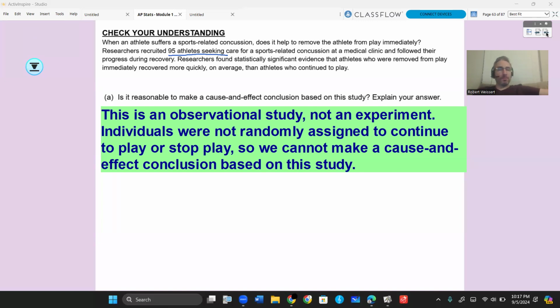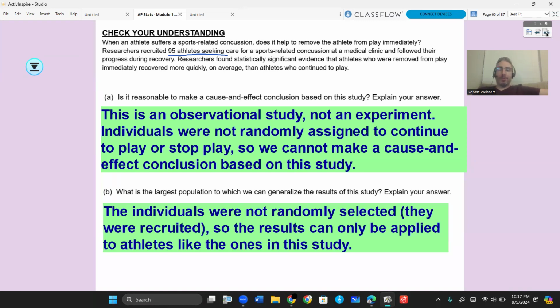Let's look at part 2. What is the largest population to which we can generalize the results of the study? Well, again, they were not randomly selected. They were recruited, so the results can only be applied to athletes like the ones in the study.